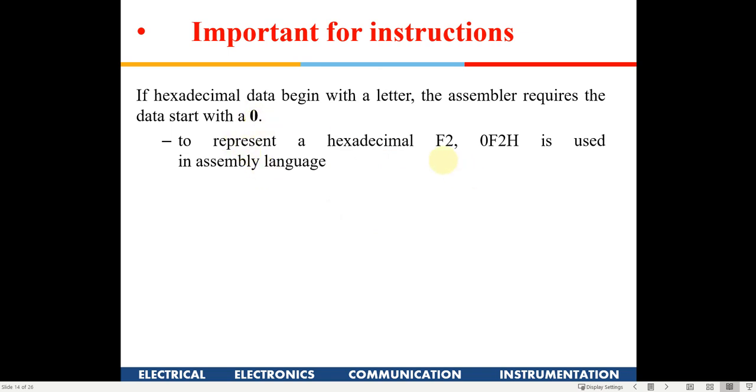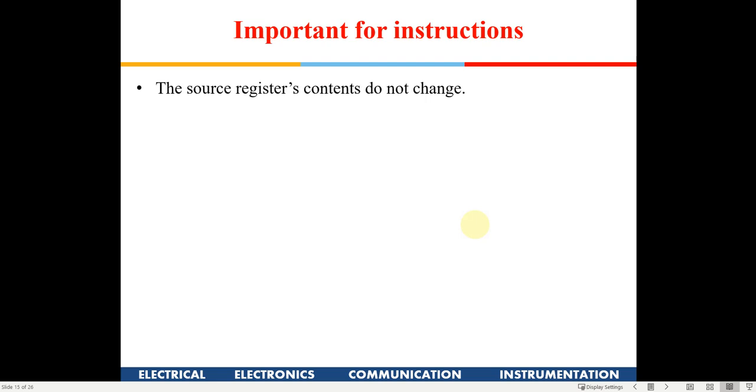Whenever there is a hexadecimal number which we need to write in assembly language, we have to prefix it with zero. So F2 should not be written simply as F2, because it might take it as an instruction code, an opcode, even if it sees an alphabet. So it should always start with a number. If there is an alphabet there, you need to place a zero before it in the assembly language.